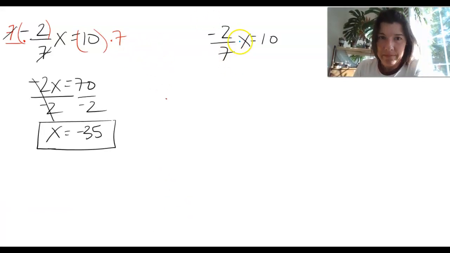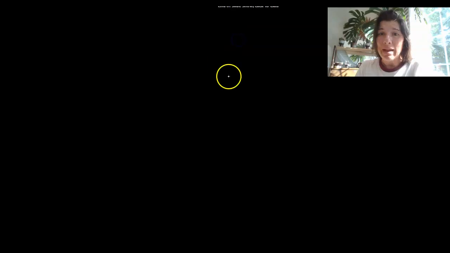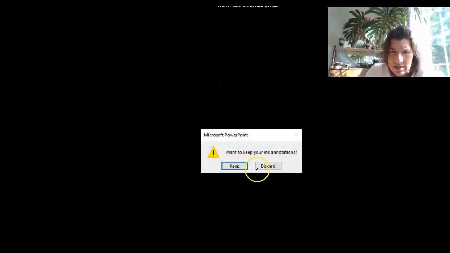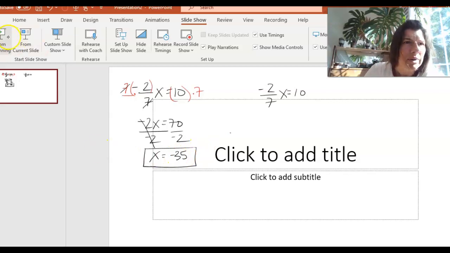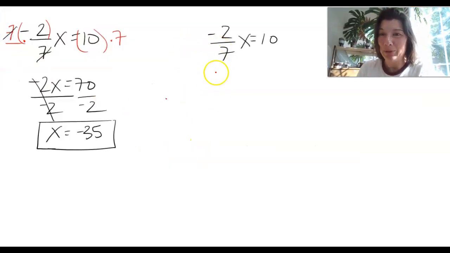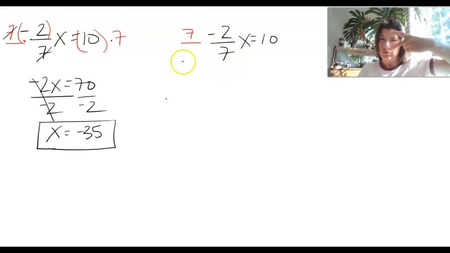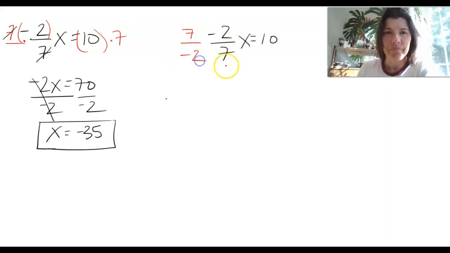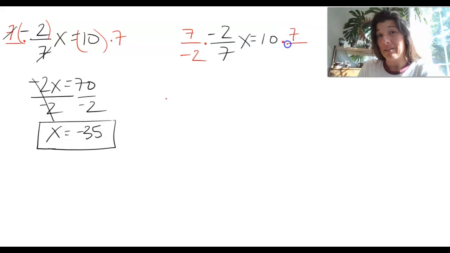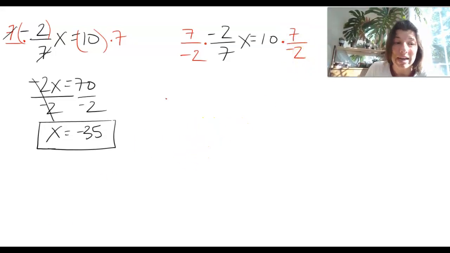Anytime you are multiplying by a fraction and you want to undo that multiplication, and you want to get rid of that fraction, the way to do it is to multiply by the reciprocal of this fraction. So the reciprocal of -2/7 is 7 over -2. If I multiply one side by 7 over -2, I have to multiply the other side by 7 over -2. All right, now let's see what the benefit of multiplying by the reciprocal may be.